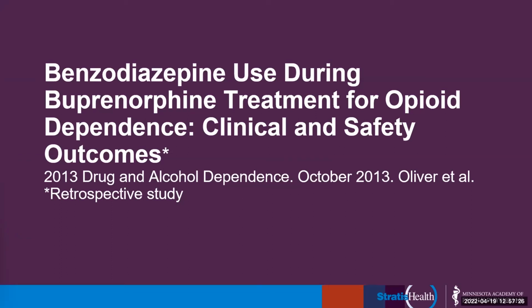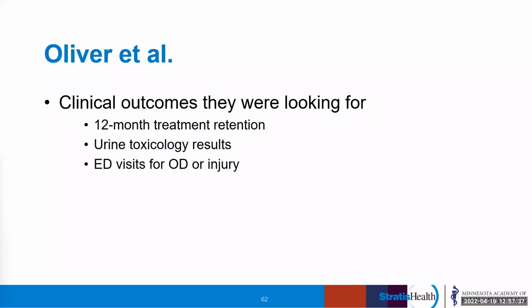It was about benzo use during bup treatment for opioid dependence, and really they were looking at the clinical safety. This is old, this is 10 years old, but they were looking at this quite a while ago. Next slide. And so what they did is they were looking for particular clinical outcomes. They wanted to know when people were on benzos while on buprenorphine, what was their 12-month retention? Was it better? Was it worse? Did they have more use of other substances, so urine toxicology results? Did they end up in the emergency department for OD or injuries? Remember, we talked a little bit about benzodiazepines and falls. So they were looking at what happens to patients if we have them on both.